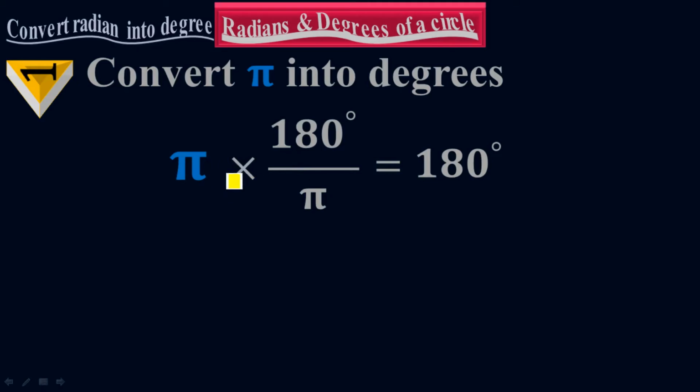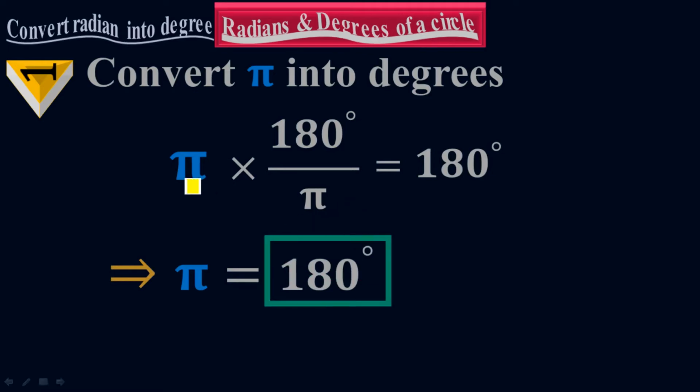Remember, this time I have to multiply by 180 degrees over pi. Remember, last time from degrees into radians, we were multiplying by pi over 180 degrees. But now, to convert from radians into degrees, we're going to multiply by 180 degrees over pi. Just do the reciprocal. So this pi will cancel with the pi, and I'm left with only 180 degrees. Therefore, I can say that pi equals 180 degrees. This is my answer. Pi in a circle equals 180 in degrees.